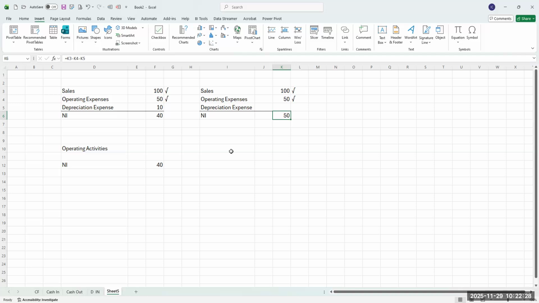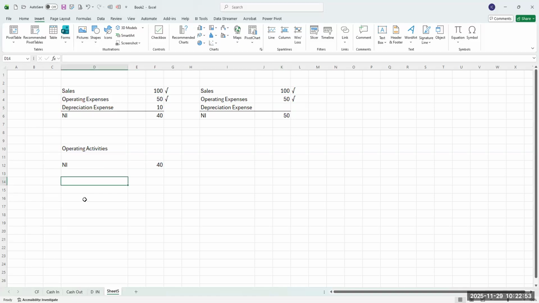Yes, prof. So what's happened? If I remove the depreciation expense, what's happened with the income? Going up or going down? Going up. So that's exactly what I have to do. If I have the depreciation expense included in my net income, what do I have to do? I have to remove it. How? By adding it back.